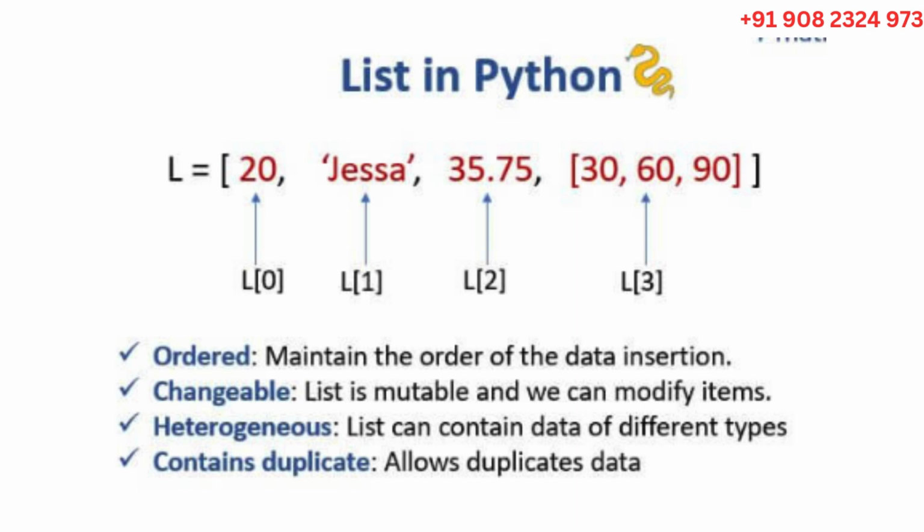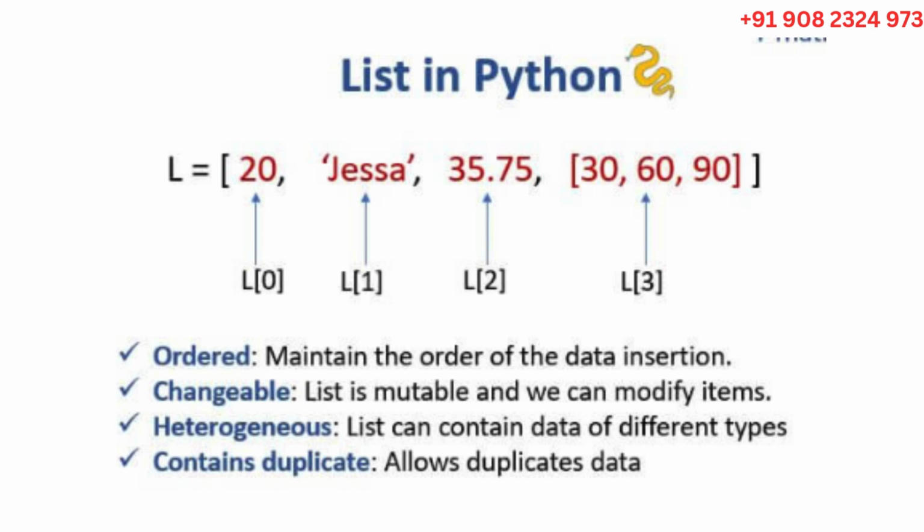Now we can start the difference between all of them. 1. Lists. Lists in Python are one of the most versatile data structures. They allow you to store multiple items in a single variable. Lists are ordered. The items in a list are arranged in a specific order, and this order is maintained. Mutable. You can modify a list after creating it by adding, removing, or changing items.